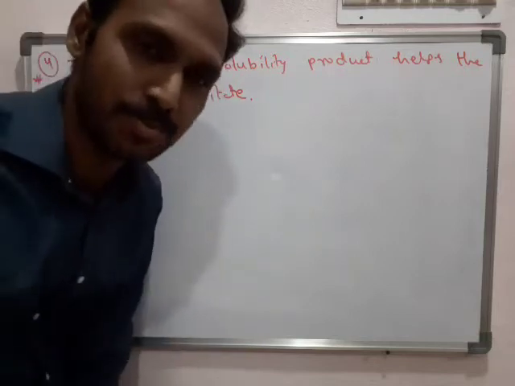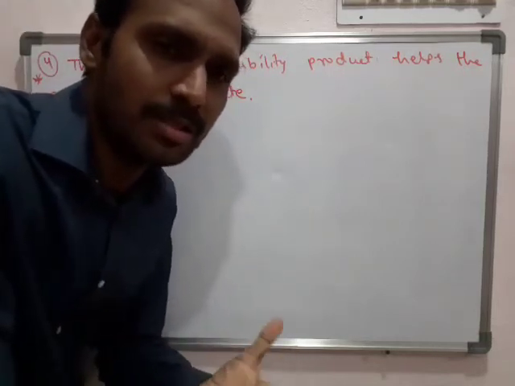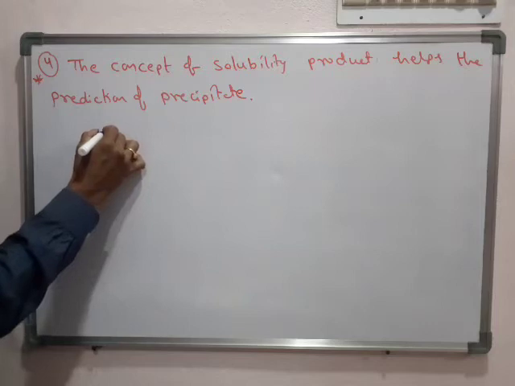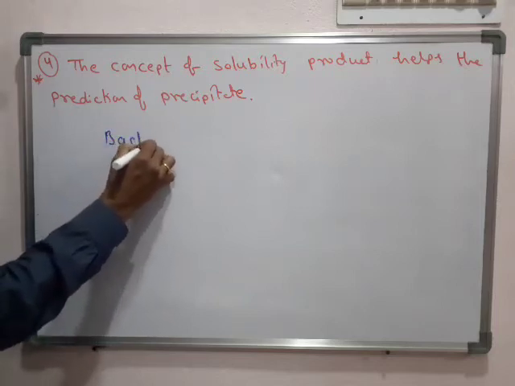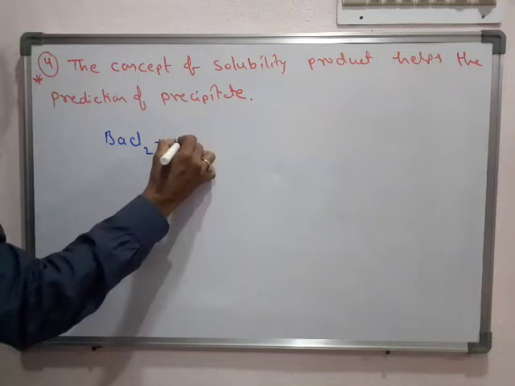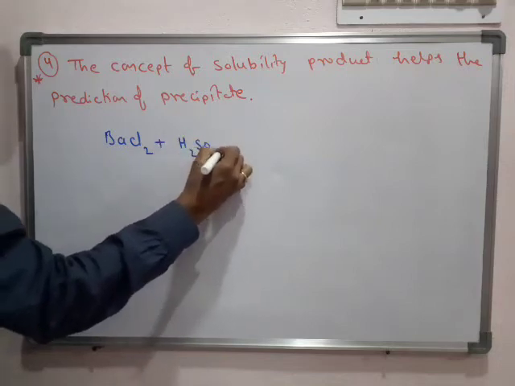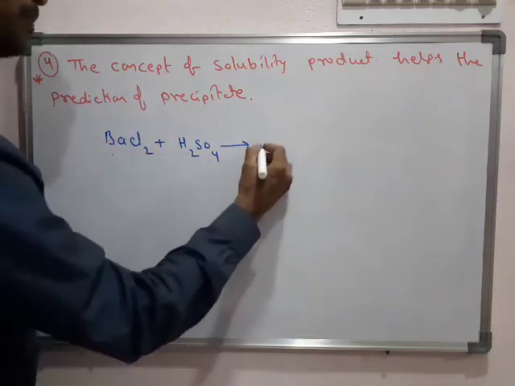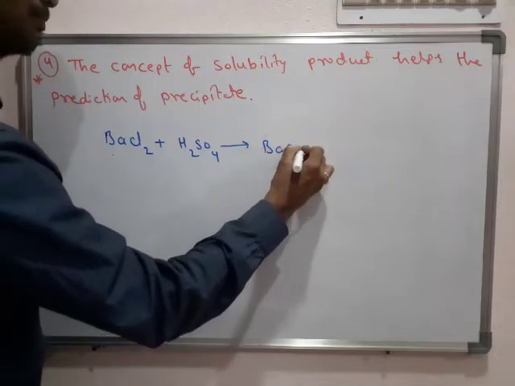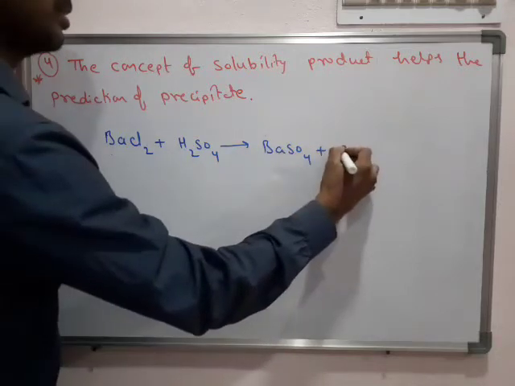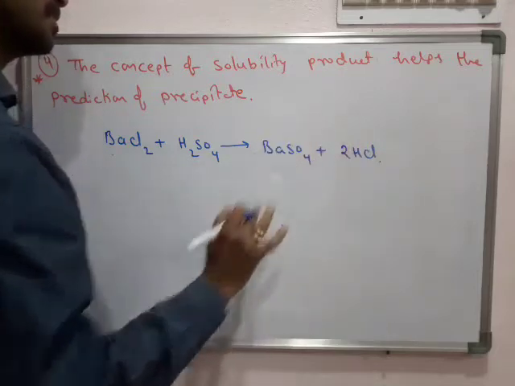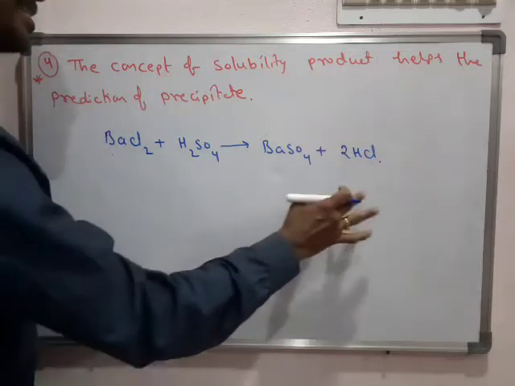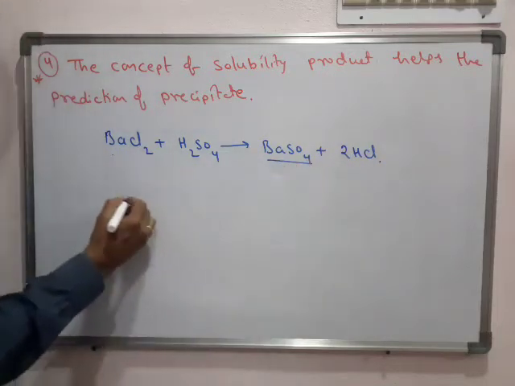So what is meant by precipitate? It means there is a formation of a solid in a solution. For example, if you take barium chloride solution and add some concentrated sulfuric acid, there is a formation of barium sulfate and 2HCl. HCl is present in the aqueous state only, in the liquid state only. But barium sulfate is a solid.